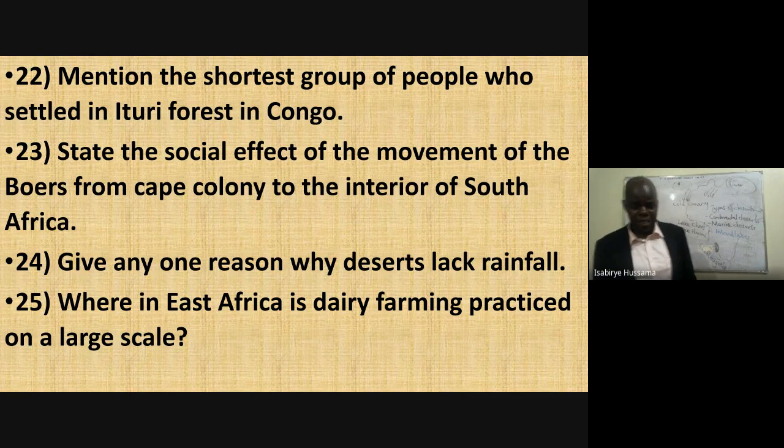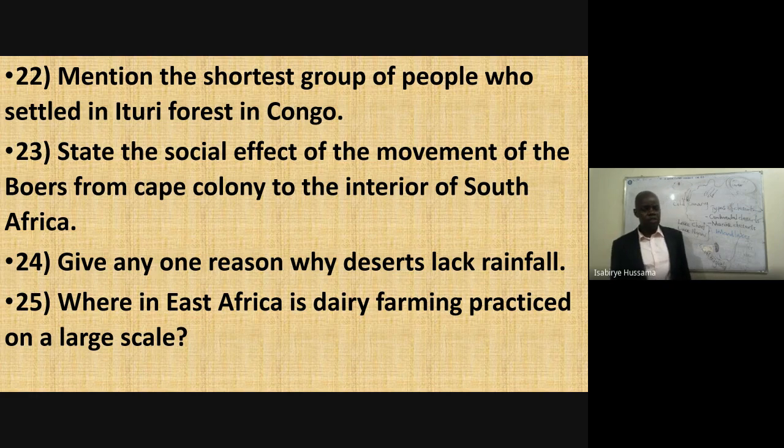Those two lakes are called inland lakes. What is an inland lake? A lake that does not have an outlet to the sea. Examples of inland lakes in Africa are Lake Chad and Lake Ngami. Why is the volume of water reducing? It is reducing because of high evaporation rate.